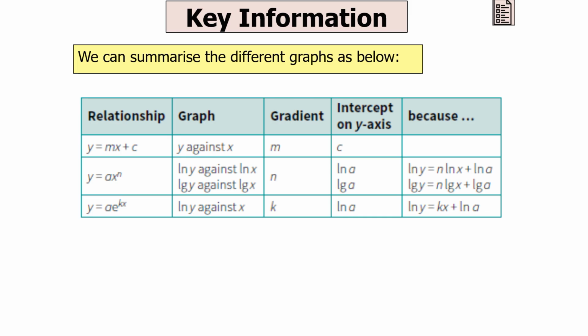So if it's a y equals mx plus c graph, you graph y against x, the gradient is m, the y-intercept is c. If you have a y equals ax to the power of n, you can plot natural log y against natural log x, or log y against log x. The gradient would be n. The y-intercept would either be natural log a or log a, depending on which log you used. And then if you have y equals a e to the power kx, you plot natural log y against x. The gradient will be k, and then the y-intercept will be log a, and you can work out terms from this.